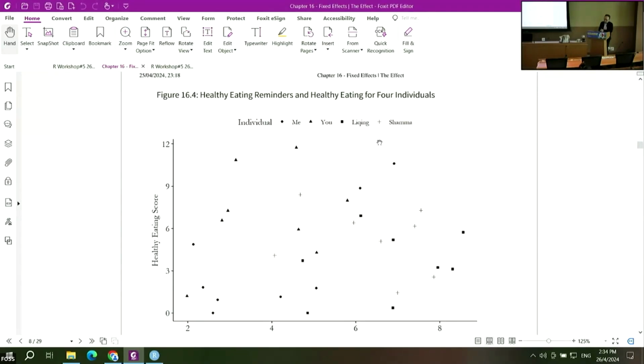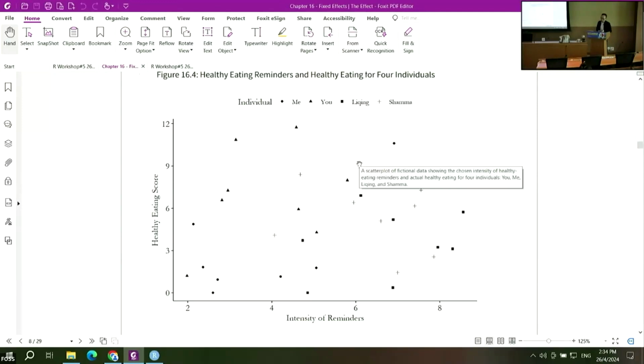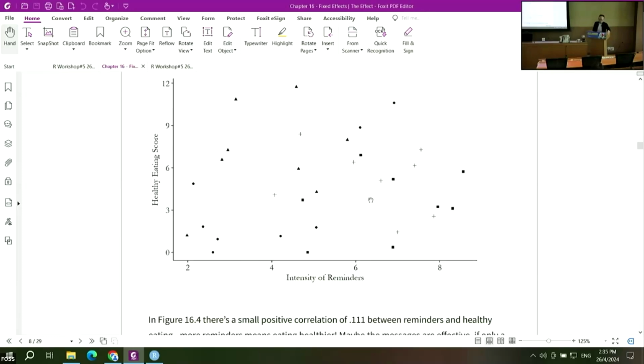Looking at this graph really quick. On the y-axis is what we are interested in learning about, which is the healthy eating scores. You want to measure how healthy people eat, and this is how we quantify that. There are 4 people we are observing: me, you, and two others, Li Qing and Shema. On the x-axis, we have the intensity of reminders. It doesn't specify which day, but we specify how many times different people want to be reminded.